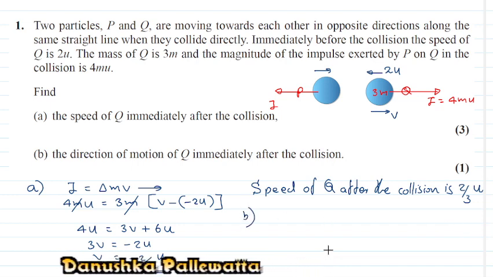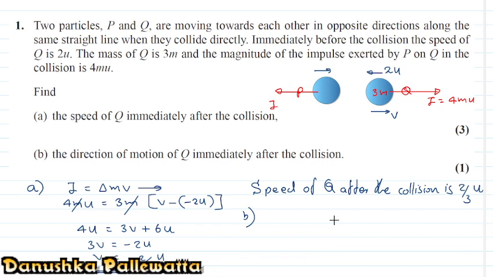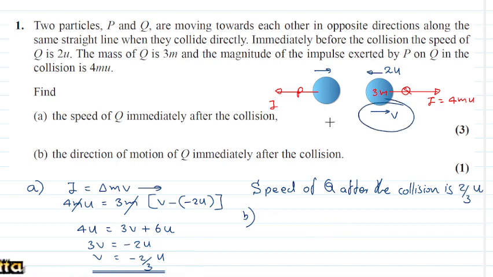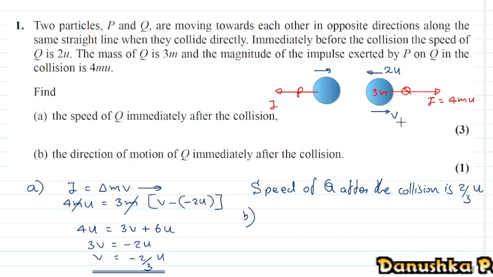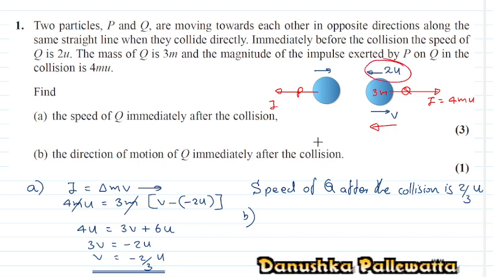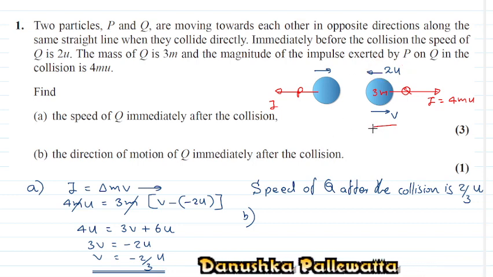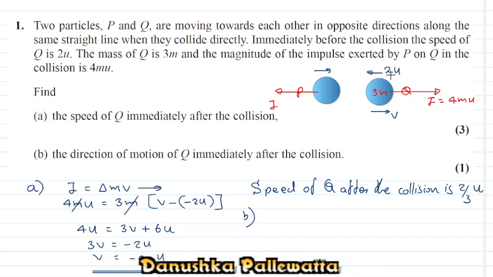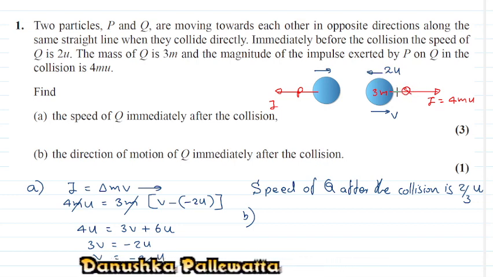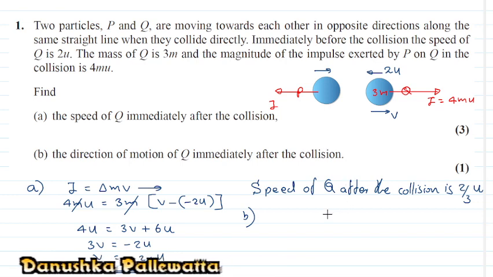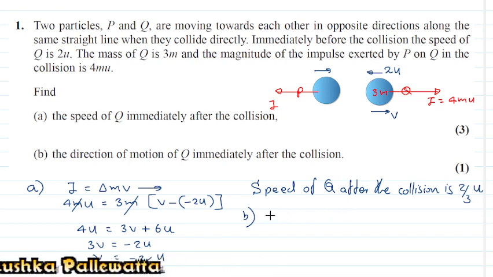Okay, now let's go to part B, the direction of motion of Q immediately after the collision. So what's the direction? We got a negative answer when we assumed that direction to be this direction. It means that the actual direction is not this, it is in the opposite direction. Opposite means it is the original direction of Q, the direction it was moving before the collision. So we can say the direction is unchanged.